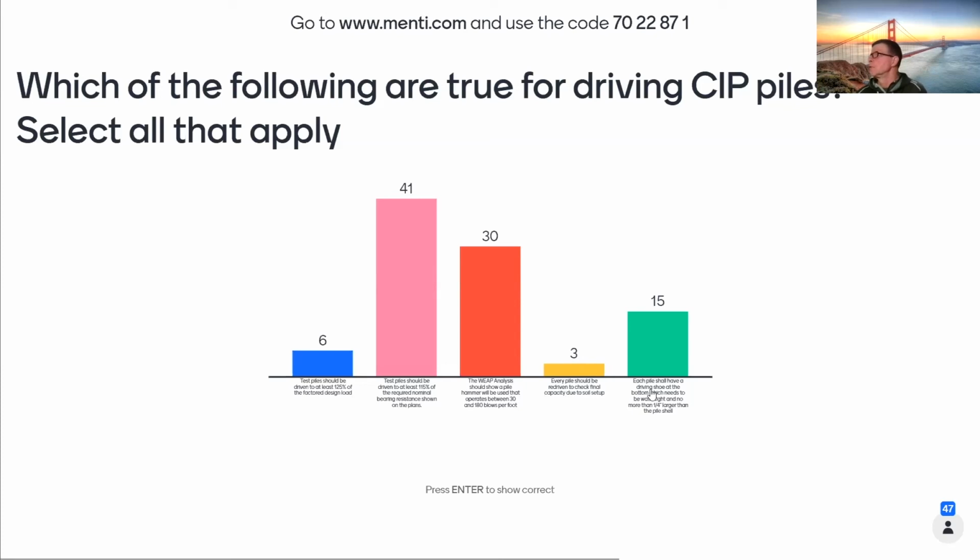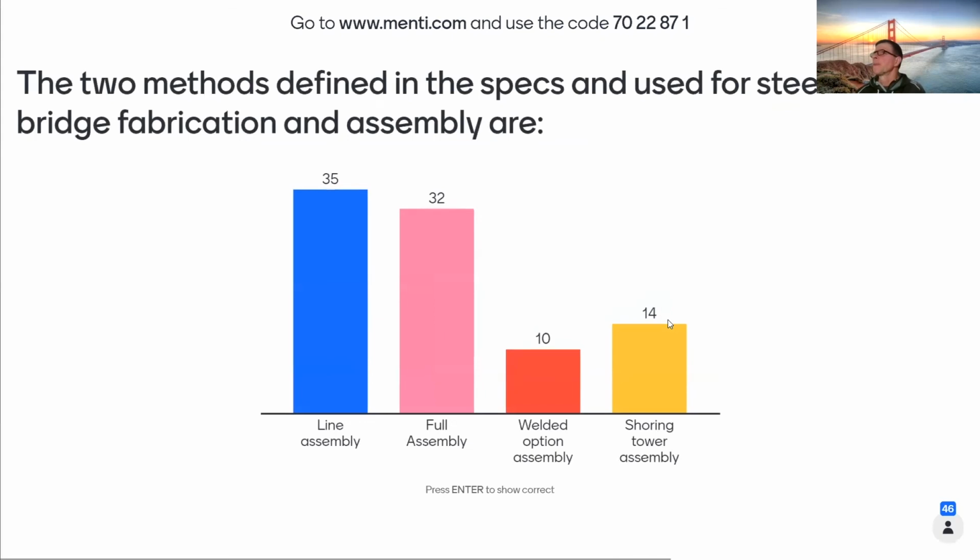So that's not true. And then each pile shall have a driving shoe at the bottom, which needs to be watertight and no more than 1/4 inch larger than the shell. This is true. A CIP pile is one of those round tubes. They weld a little plate on the bottom, but you don't want them too big. If you made it, say, an inch bigger, it would then cause more soil to be displaced, and then part of the frictional component wouldn't be able to happen.